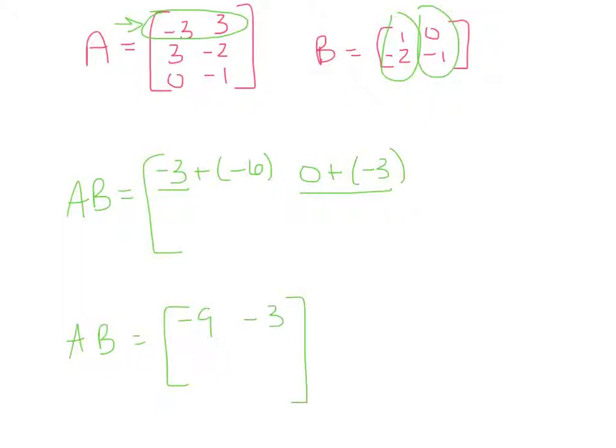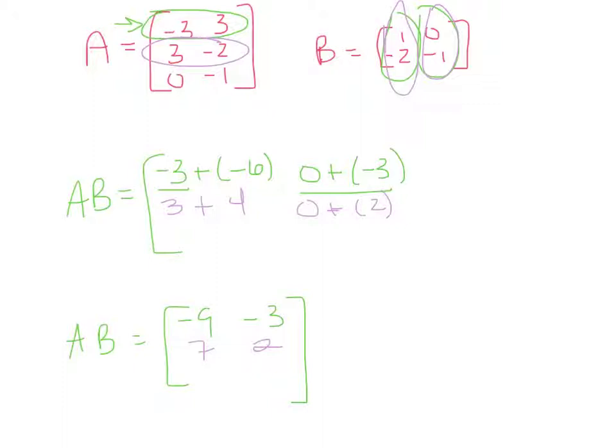Alright, so now we're going to move on to the second row. Here's second row, first column. We're going to do 3 times 1, which is 3, plus -2 times -2, which is 4. So that one gives us 7. And then second row, second column, 3 times 0 is 0, plus -2 times -1 is +2. So that gives us 2.